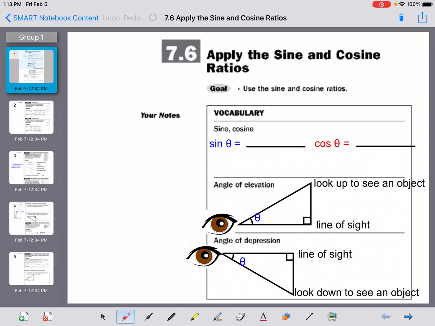All right, we are now on 7.6, applying the sine and cosine ratios. Just so you know, sine, S-I-N-E, is abbreviated on your calculator as S-I-N. That does look like sin. However, there's no sinning in geometry.